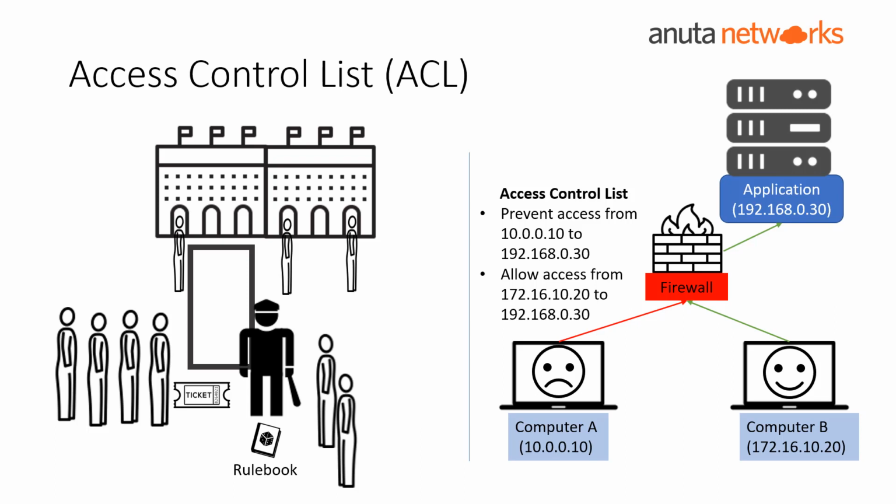In the example here, the rule asks the firewall to prevent computer A from accessing the application and to allow computer B to access the application. When the request from computer A gets to the firewall, it checks the source and the destination address, compares it against the rule and decides to deny the request to get to the application. In the same way, when the request from computer B gets to the firewall, it allows the request based on the rule for source and destination addresses written in the firewall. So like we discussed before, a firewall is key to any organization's security.